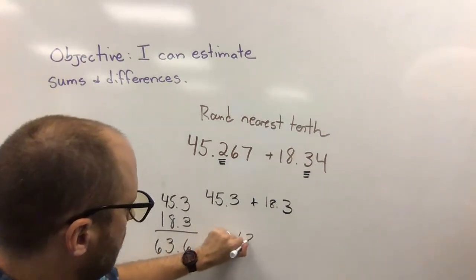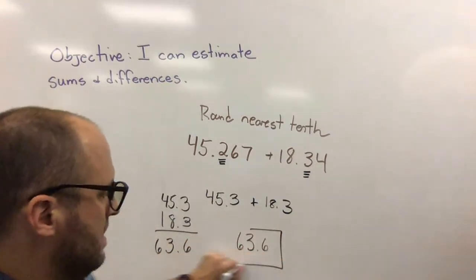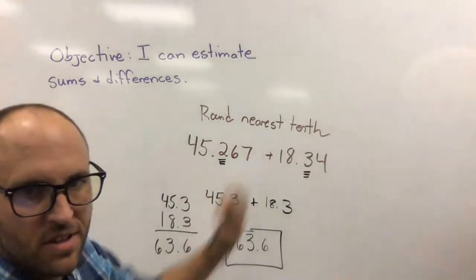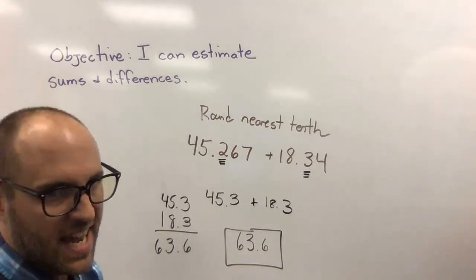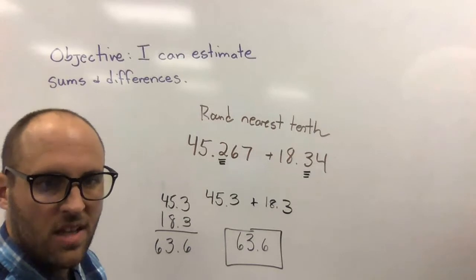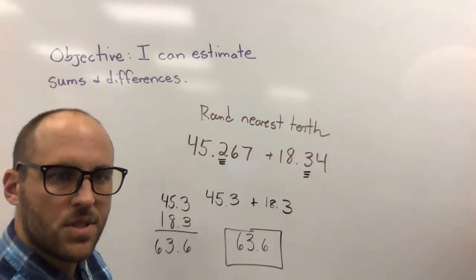We have 63 and 6 tenths because we rounded to the nearest tenth. And hopefully a lot of times when you round to the nearest tenth, you're probably going to have a tenth as an answer. So that's another way to kind of have a hint of what you're looking for. Let's do another one of these problems.